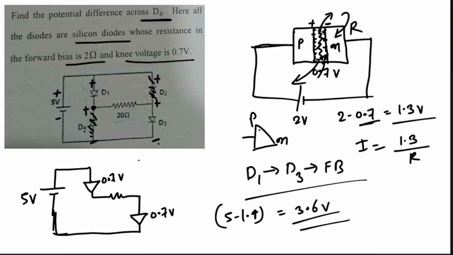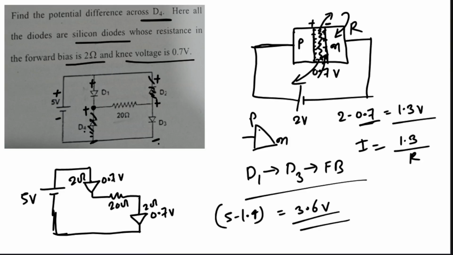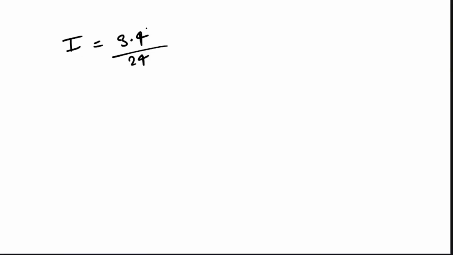Now what is the R equivalent of this circuit? अगर आप R equivalent निकालो, this is 2 ohm, this is 20 ohm, this is 2 ohm. So all are in series, right? So this is 24 ohm. What will be current in the circuit? तो current आप लिखोगे 3.6 divided by 24. नहीं 6 है ना, this is 6, right? So 3.6 divided by 24, so this will become how much? This will become 3.6 times 10 by 24, so this will be 3 by 20 ampere.